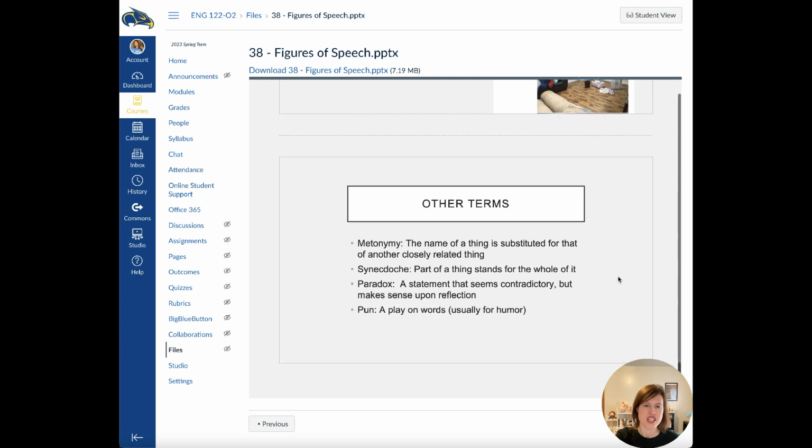And then other terms from the section are metonymy, which is the name of a thing that's substituted for something closely related.